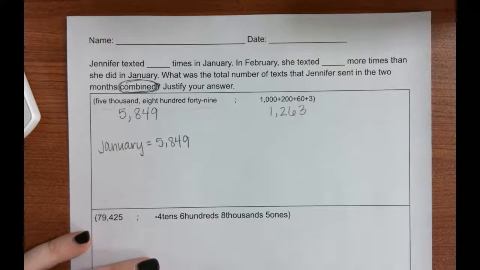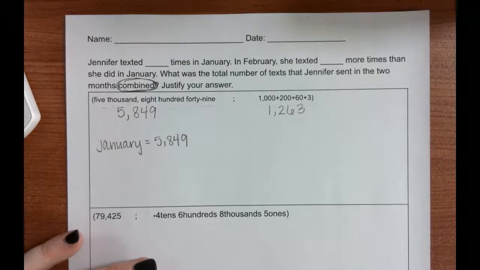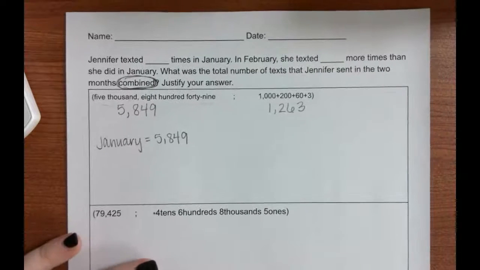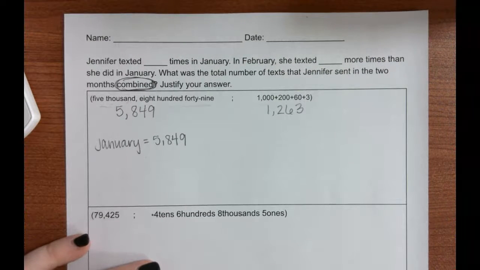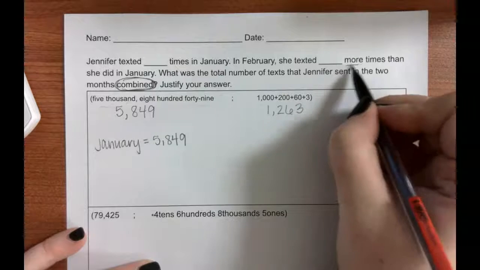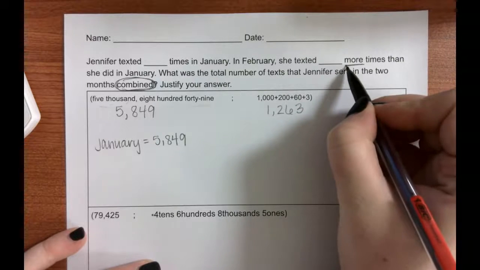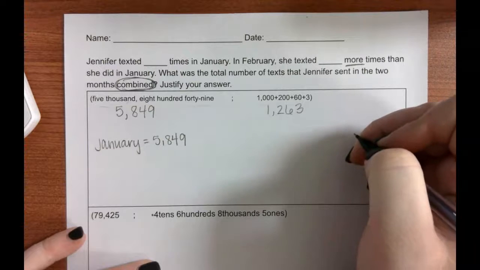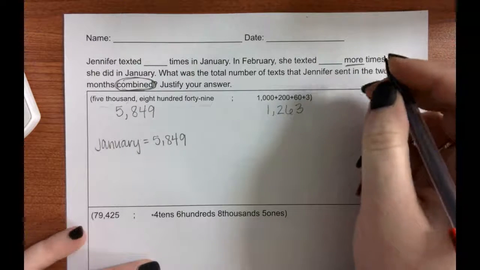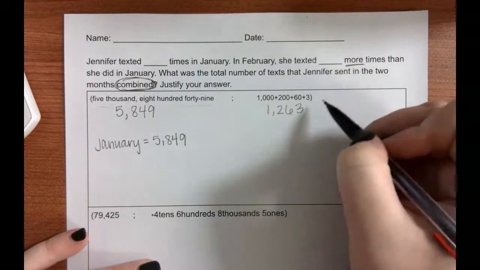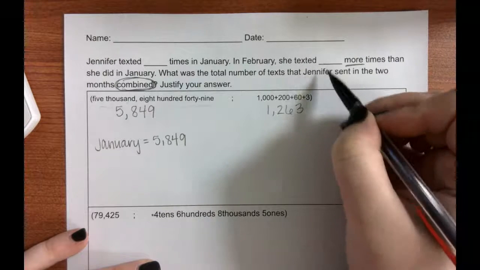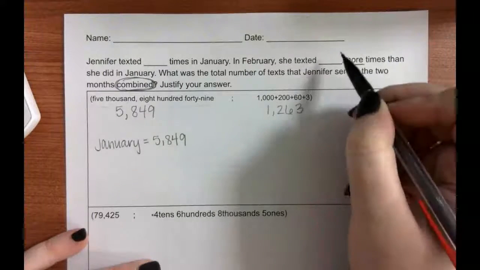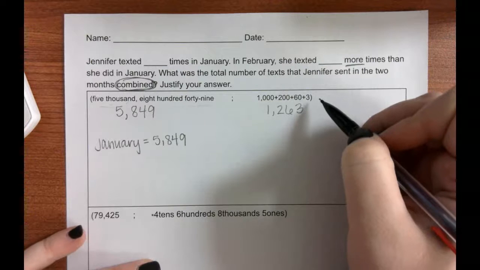And then it says in February, she texted blank more times than she did in January. Does that tell me exactly how much she did in February? No. It says she texted that many more times. So is our number going to be bigger or is it going to be smaller? It's going to be bigger, okay? So what am I going to do? So my second number goes in the second blank. What am I going to do to figure out how many she texted in February?